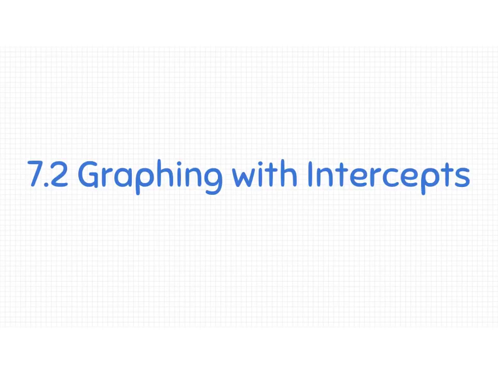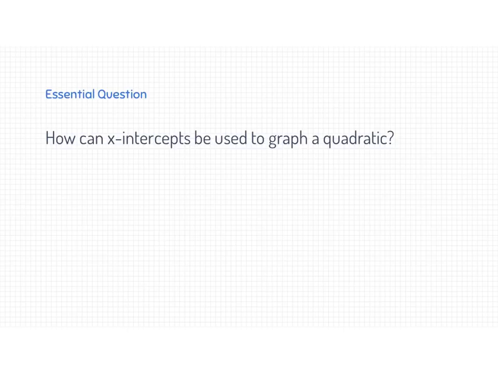Okay, last one in our series of graphing quadratics, 7.2 graphing with intercepts. So our essential question is, how can x-intercepts be used to graph a quadratic? So far we've looked at vertex form, standard form, and now our last and final form, intercept form.